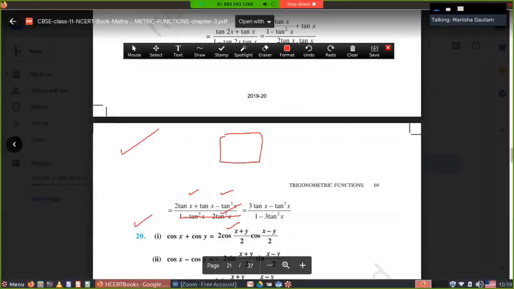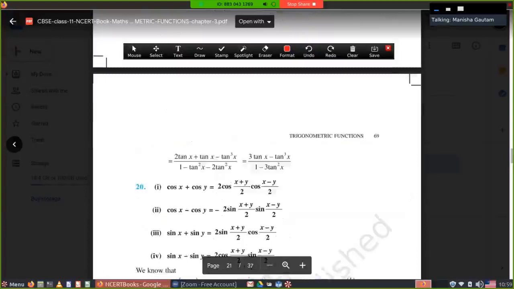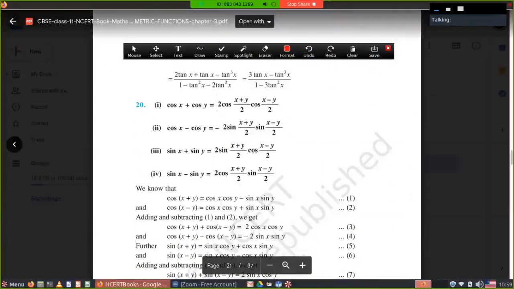Now here are a few formulae which are so important when you want the statement of trigonometric functions in product form. Then you have to apply these identities. Identity number 20, 4 subparts are here. Cos x plus cos y is equal to 2 cos x plus y upon 2 cos x minus y upon 2. Both are cos. If there is a minus sign, both will be sin: minus 2 sin x plus y upon 2 sin x minus y upon 2.